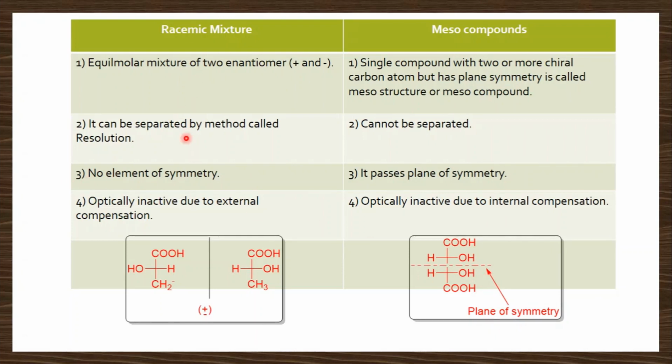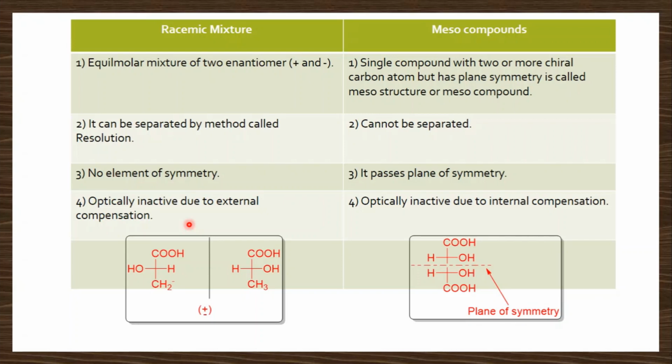Now this racemic mixture is optically inactive, and the optical inactivity of that racemic mixture is due to external compensation, because you have an equimolar mixture of two enantiomers. It means that one enantiomer rotates the light on the right hand side and one rotates on the left hand side, and the net effect is zero. So the problem is external. The racemic mixtures are optically inactive and it is due to external compensation.